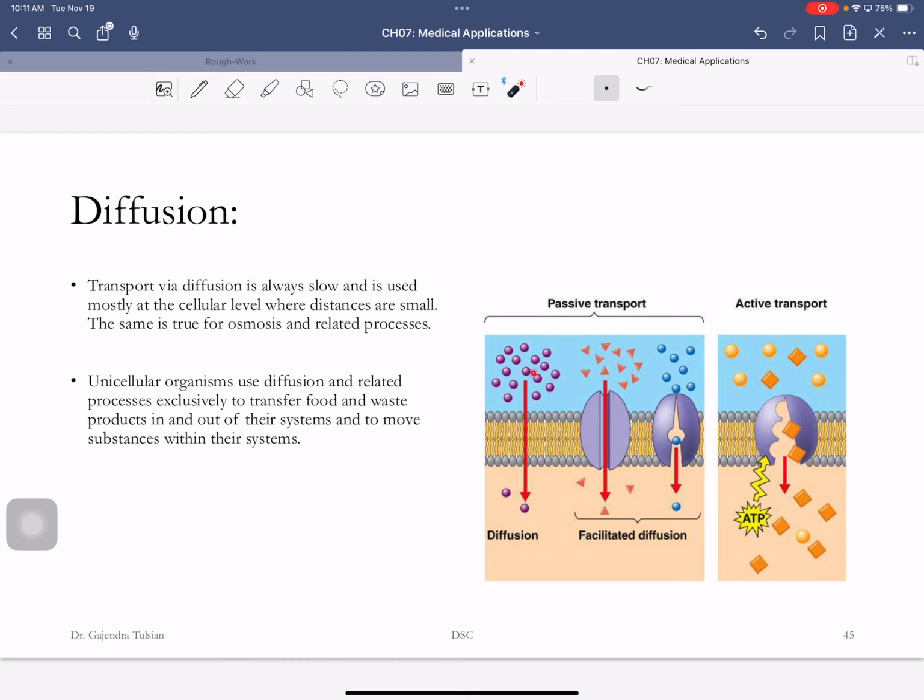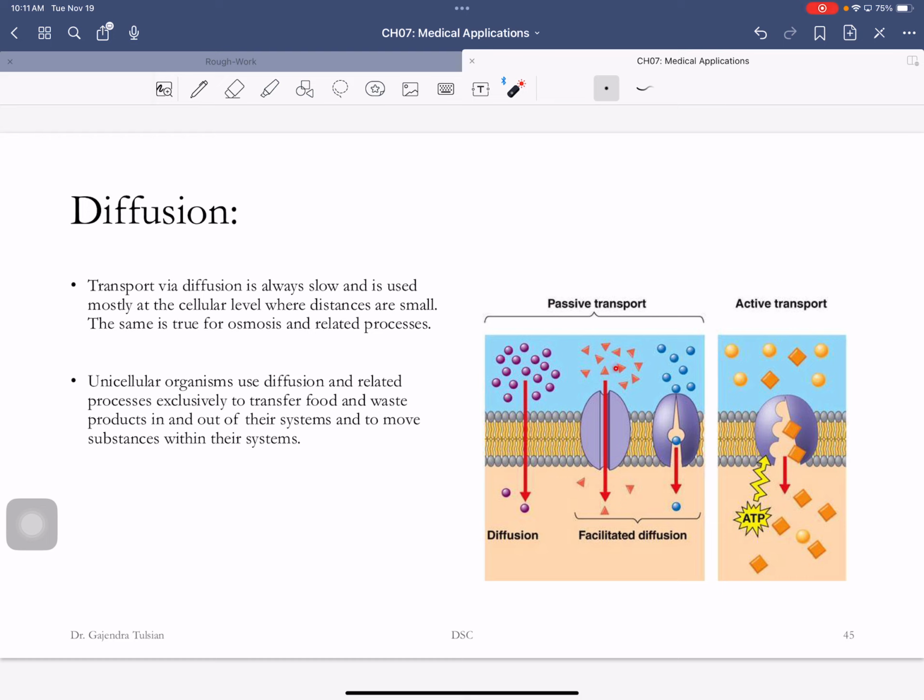All right, so here are examples. Here's diffusion, unaided diffusion. A molecule is being transferred from a higher concentration to a lower concentration. If this process is too slow, you can have facilitated diffusion, so you can have molecules aiding you in the diffusion. So here's facilitated diffusion, molecules aiding you.